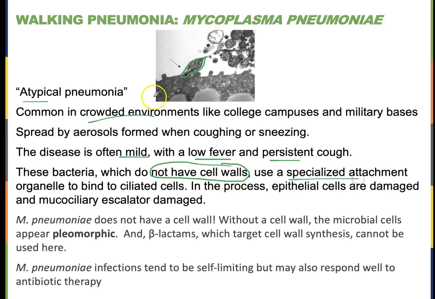This specialized attachment was what I was talking about. This little pointed end is the part that attaches to the cells, and they can damage that ciliated escalator. Because they don't have a cell wall, they are pleomorphic, meaning their shape can take on different shapes because there's nothing rigid. And we talked about how beta-lactams do not work against these guys because there's no peptidoglycan. Self-limiting means that it can go away on its own without any help, but antibiotic therapy can also help.